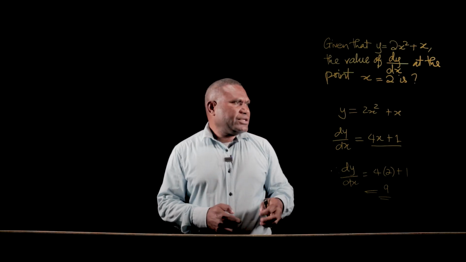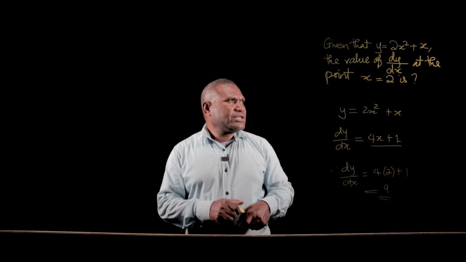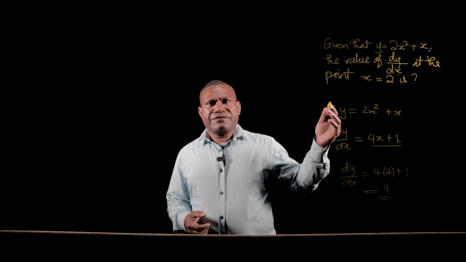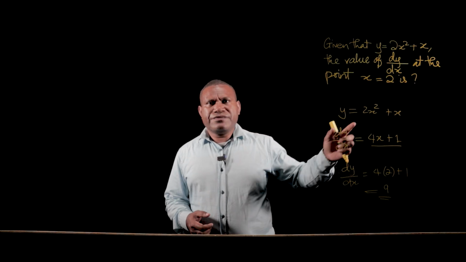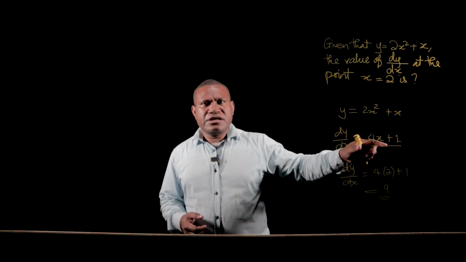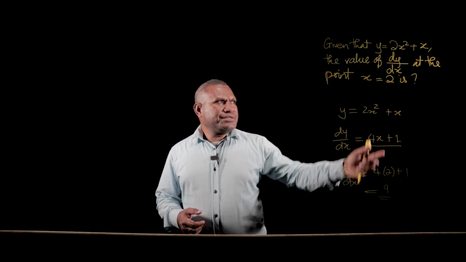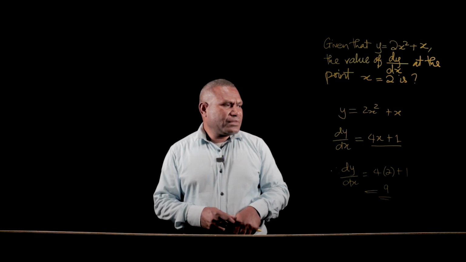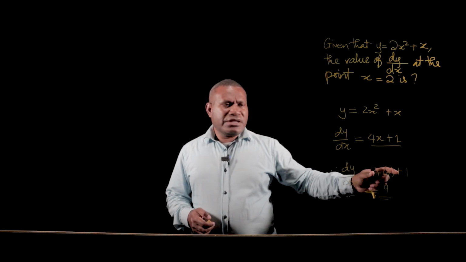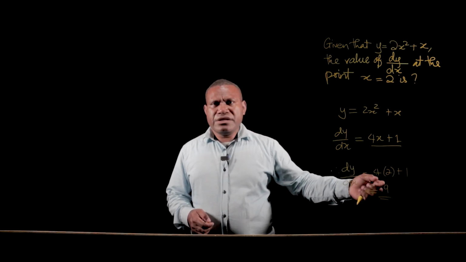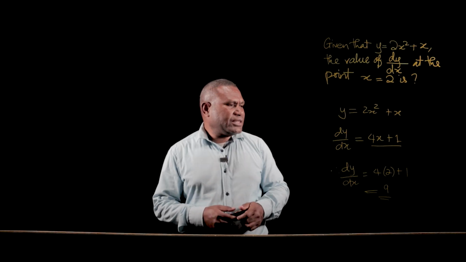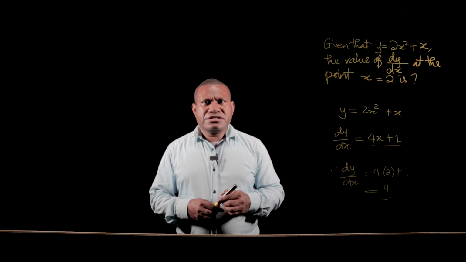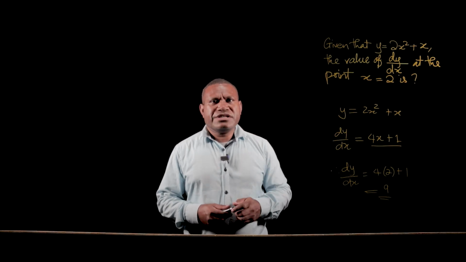So what we have done is, in order to answer questions like this, if you're asked to find the gradient of a curve or of a function at a point, you firstly find the derivative function, like what we have done, and then you substitute that value of x into the gradient or the derived function. Once you evaluate that expression, you get the gradient of that function at that point. This brings us to the end of our lesson on the short answer question.